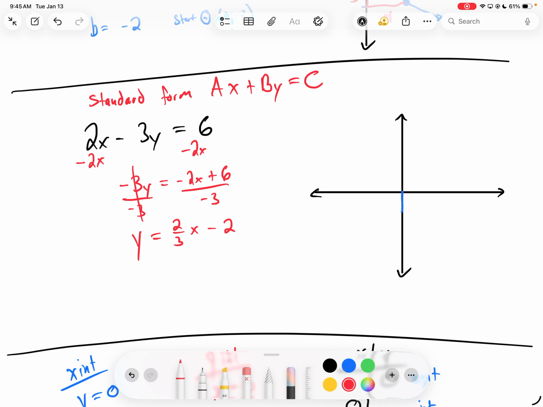So now that the y is by itself, it is in y equals mx plus b form, slope-intercept form. So my slope is the number in front of x, which is 2/3. That would be up 2 to the right 3. And my y-intercept would be negative 2.